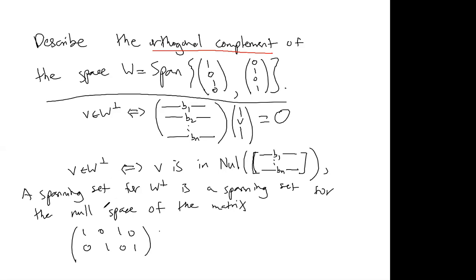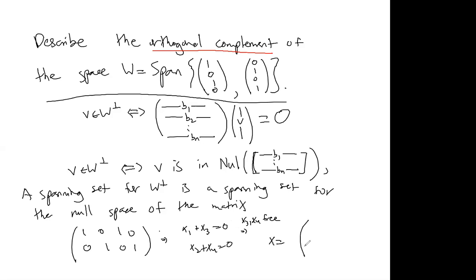Now this is great, because we just formulated describing an orthogonal complement as describing a null space, and we know how to describe null spaces. We can put this matrix in row reduced echelon form. In fact, it's already in row reduced echelon form, and then we can solve for our pivot variables in terms of our free variables. So we get x1 plus x3 equals 0, x2 plus x4 equals 0, and then x3 and x4 are free.